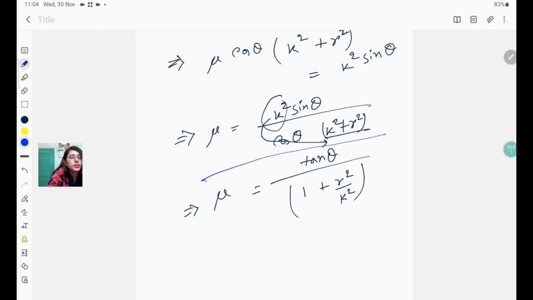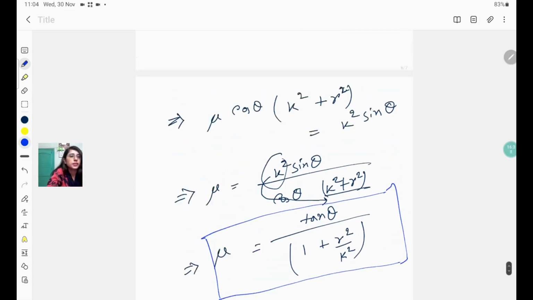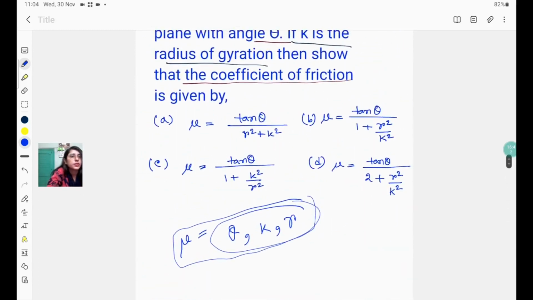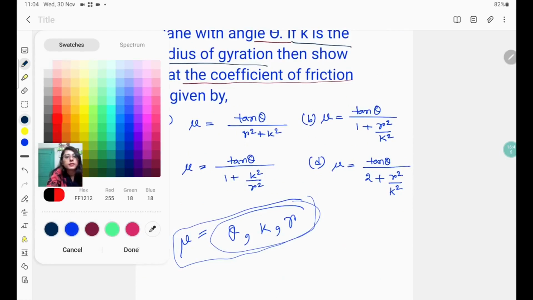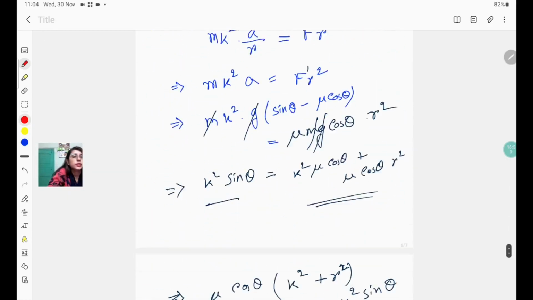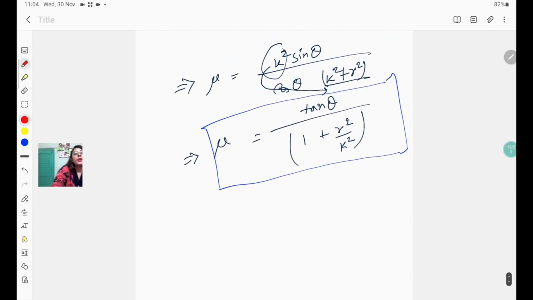Mu is equal to tan theta divided by 1 plus R square by k square, which is option number B, right? Mu is equal to tan theta divided by 1 plus R square by k square. Okay, so this one is option number B.